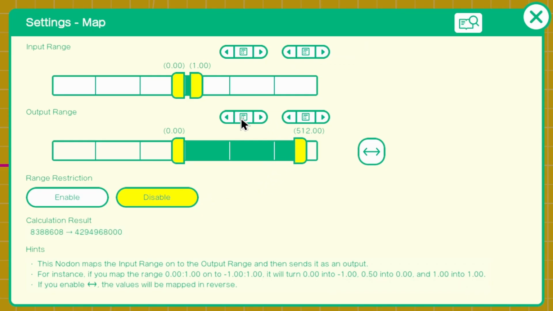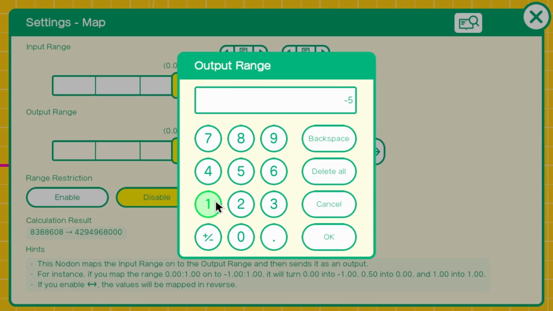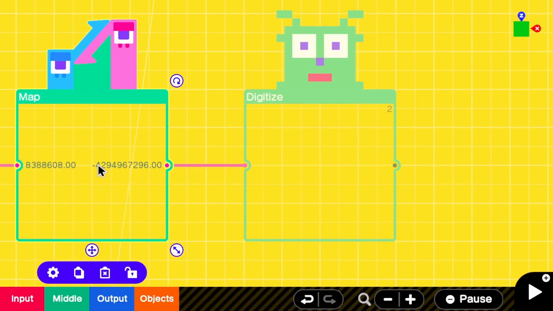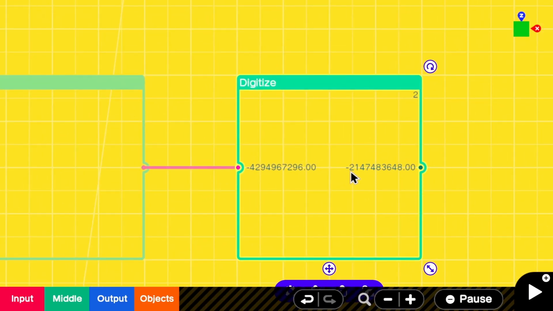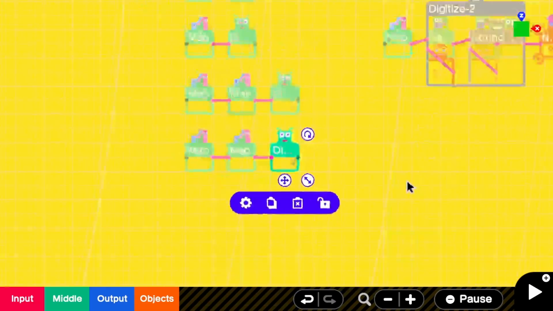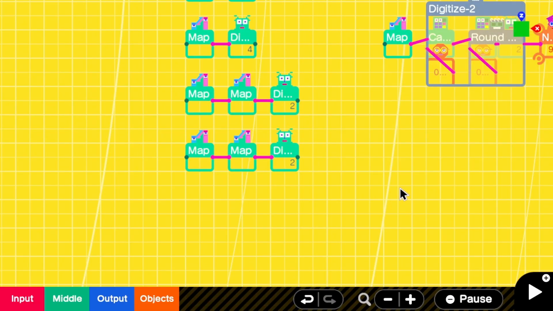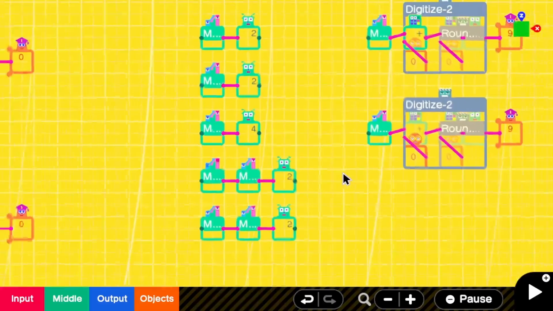If I change this to a negative output, now I'm sending negative 4 whatever. The largest negative value that it can output is negative 2 something something. So yeah, that's all I have to show with the mechanics of the digitize nodon.